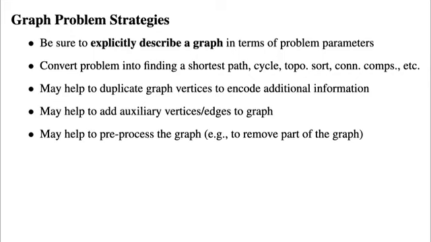Duplicating the graph, adding auxiliary vertices or edges to the graph. I don't know the context in which we add edges. It's an interesting question. And then pre-processing, kind of filtering out the graph or transforming it in some way to give it properties that will allow us to solve the problem better.